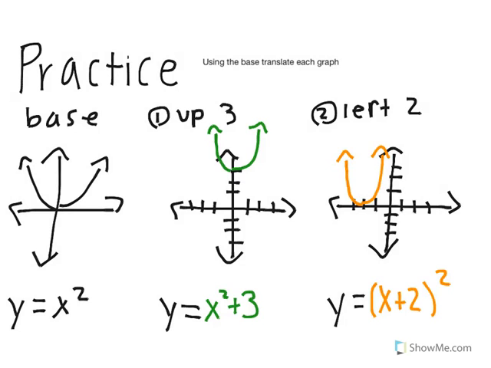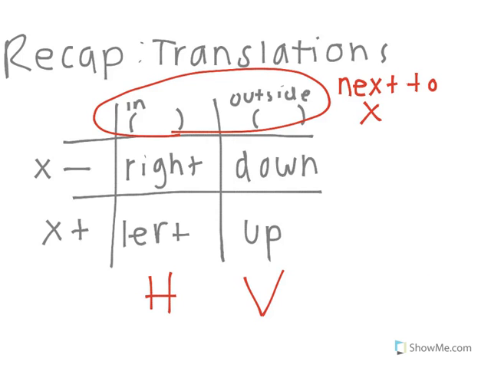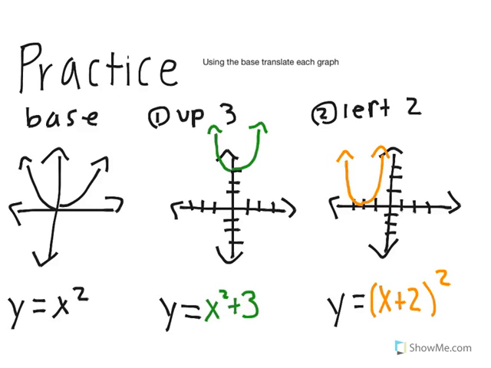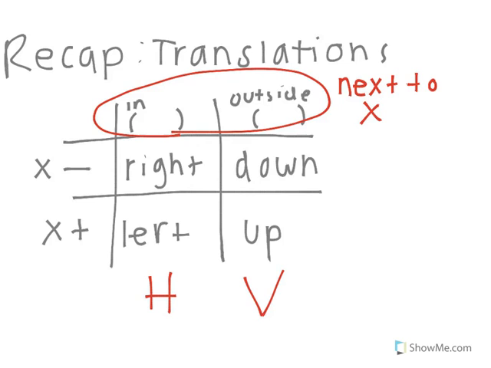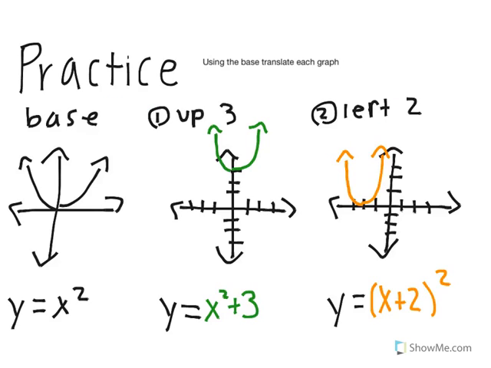Okay, so here are our practice problems. We have our base graph here, and when we go up 3, remember going back to our chart, up 3 is outside the parentheses and positive. So we are outside the parentheses and it's a positive 3, adding 3. So that's what it looks like. And for number 2, when we shift left 2, going back to our chart, left would be a positive, adding to the x, and inside the parentheses. So we put the +2 next to the x, and it's a +2, not a -2.